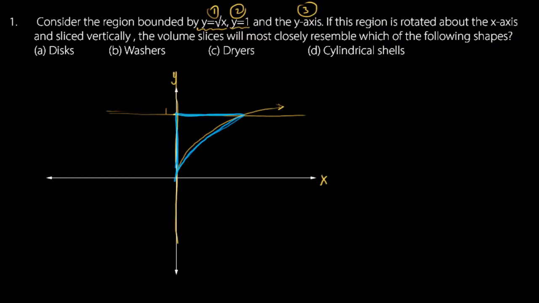Now it says that if this region is rotated about the x-axis and sliced vertically, the volume slices will most closely resemble which of the following shapes? Okay, let's take this one by one. If the region is rotated about the x-axis, then definitely the x-axis is the axis of rotation. So let me represent the axis of rotation by dotted lines so that I know exactly what we're doing.